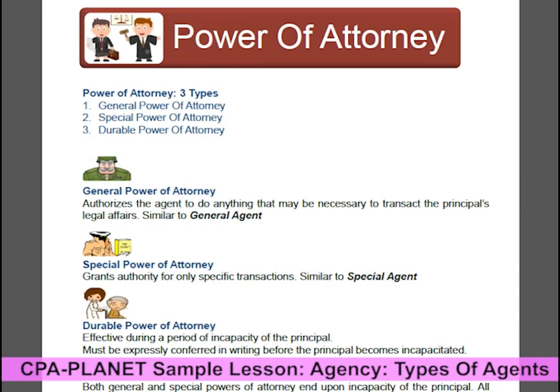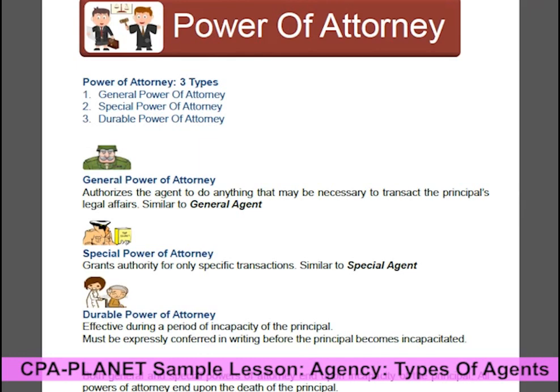Okay, durable power of attorney is effective during a period of incapacity of the principal. It must be expressly conferred in writing before the principal becomes incapacitated. So you can think of this one as a standard one. If a person becomes incapacitated for some reason, we show the person in the wheelchair there. Another way you can remember it is, for example, the president. If the president becomes incapacitated, you know he's signed the document that allows the vice president to be effective. So the vice president has durable power of attorney for the president.